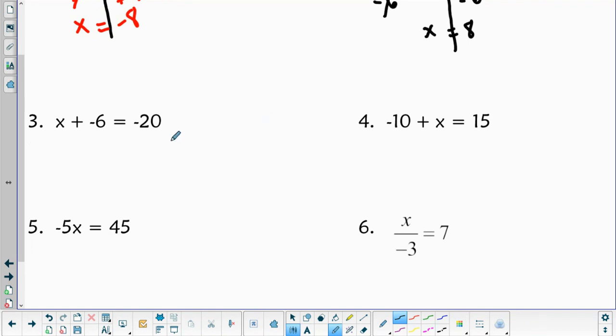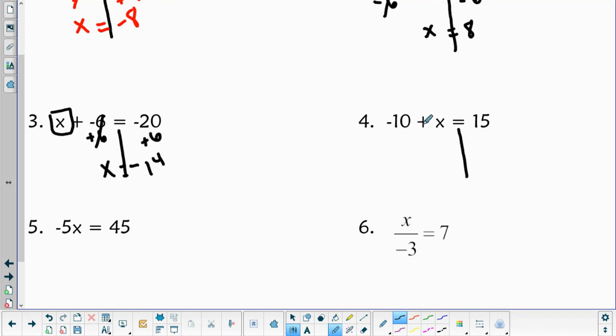All right, for number 3, here's our x that we want by itself. The opposite of subtracting 6 would be to add 6 to both sides. So we have -20 plus 6, so we're going to work backwards. So count back 6: 19, 18, 17, 16, 15, 14. We'd be at -14.